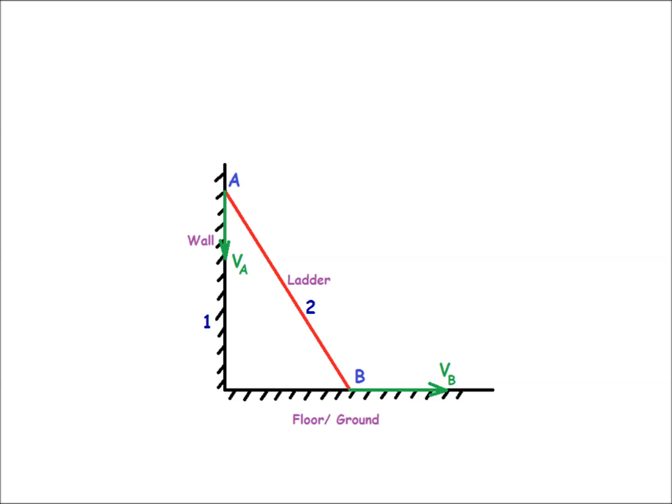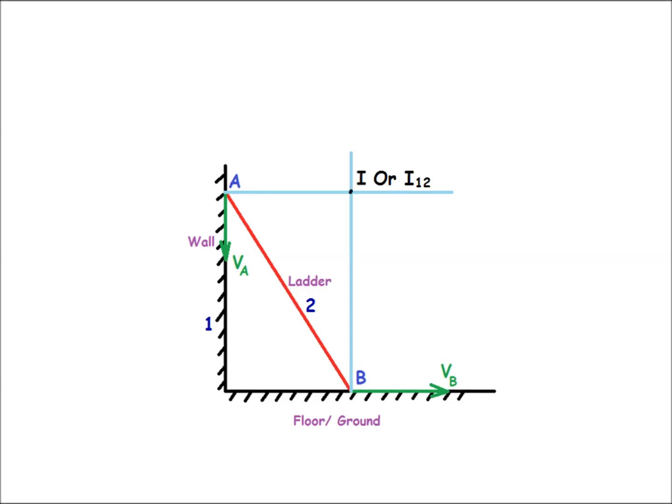How to locate ICR, I12 or I? We will draw a line perpendicular to VA. Now we will draw a line perpendicular to VB. At the intersection of these two perpendicular lines, we will have ICR, I12 or I. By observing I12, VA and VB, we will come to know that link 2 or body 2, that is ladder, will rotate in anticlockwise direction at this instant about ICR, I12 or I.